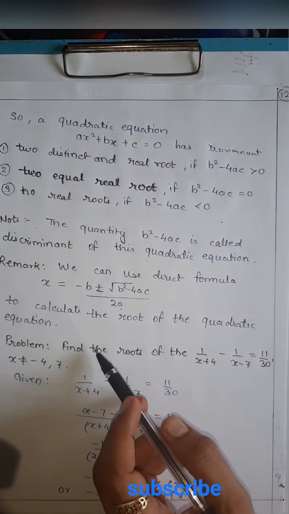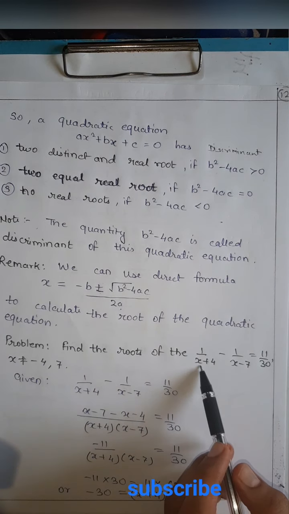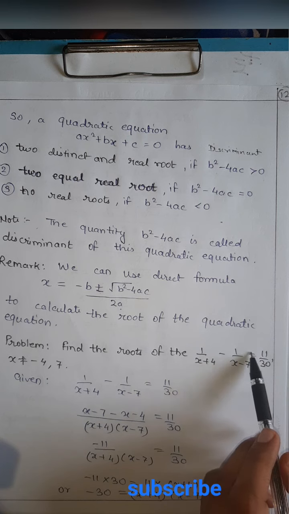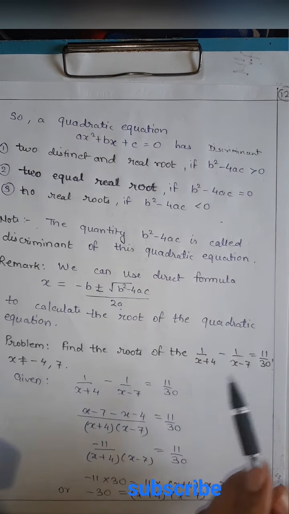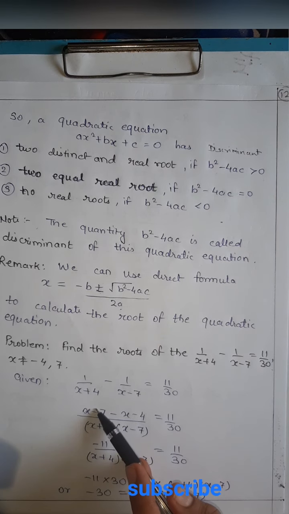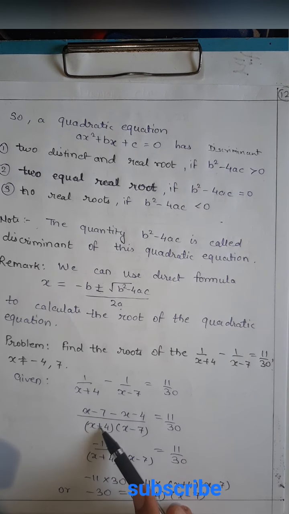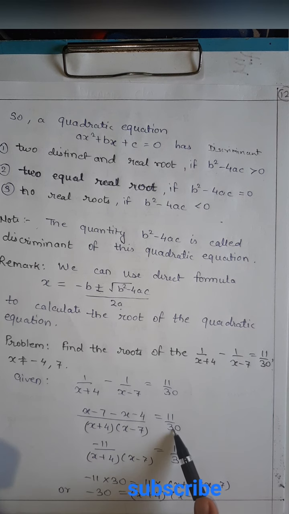Okay, come on, let us solve a problem. We are given: find the roots of the quadratic equation 1 by x plus 4 minus 1 by x minus 7 is equal to 11 by 30. On taking the LCM, x plus 4 times x minus 7, the numerator becomes x minus 7 minus x minus 4, which is equal to 11 by 30.